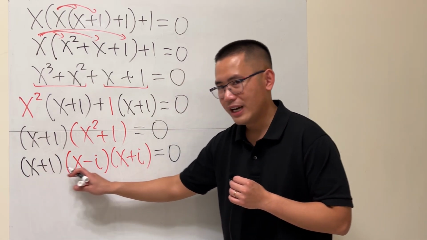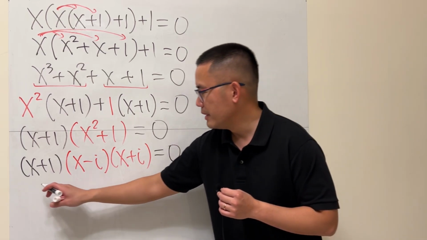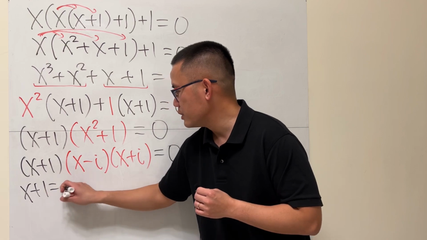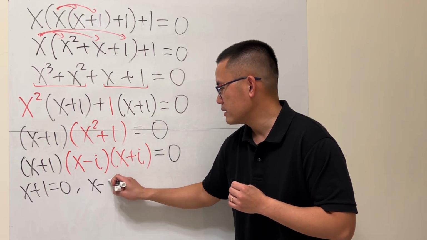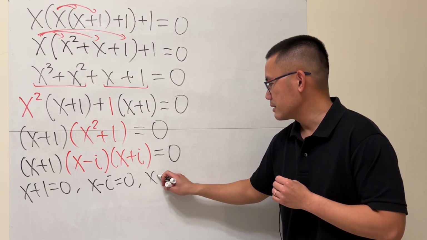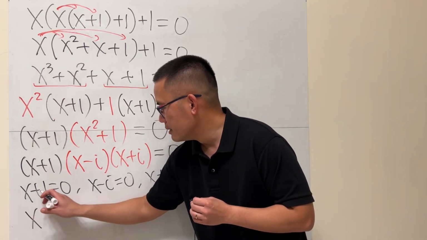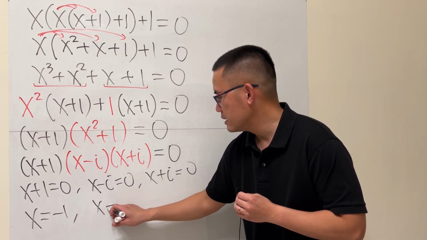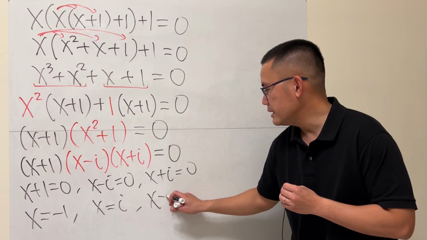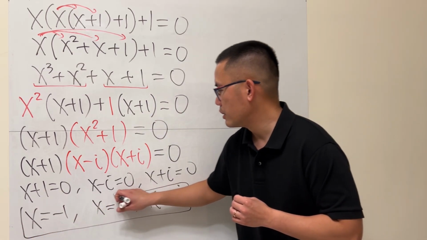So we have a product of these three factors equal to 0. We can just make each one equal to 0 and then work them out individually. So x minus i equal to 0, x plus i equal to 0. And here we have it. Subtract 1 to both sides, plus i to both sides, subtract i to both sides. We have all these three answers.